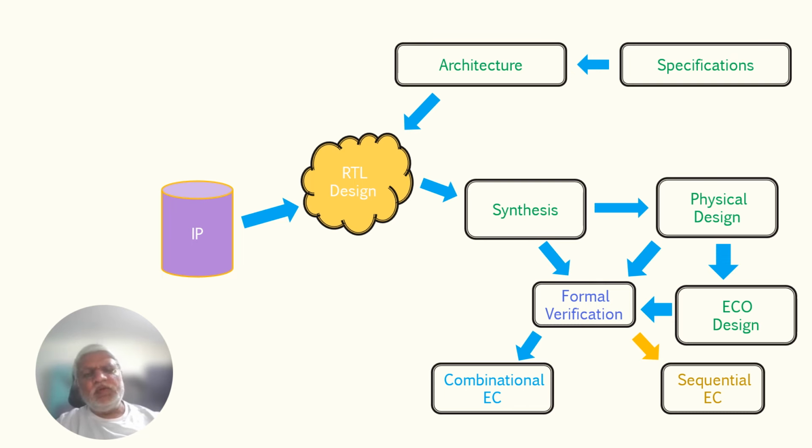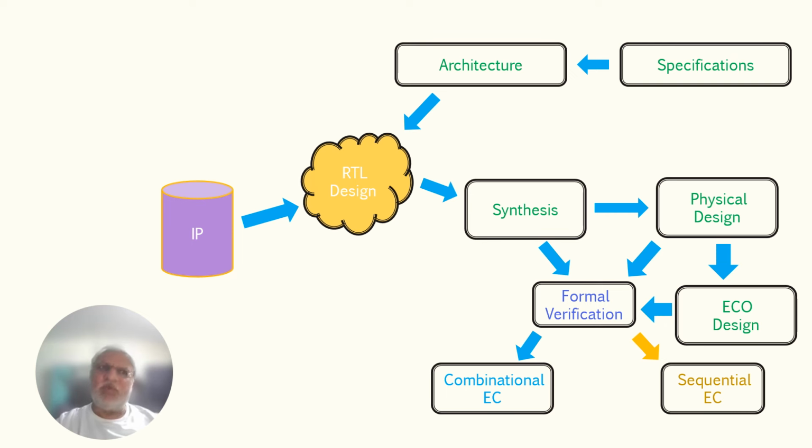We will know more about the formal equivalence checking, which is mainly used to know whether the synthesizable design and the pre-routed netlist are equivalent, or whether the post-routed netlist and the ECO netlist are equivalent. For those kinds of situations, this equivalence checking is more often used. Okay, so here again there are two parts to it: one is combinational equivalence checking and the other is sequential equivalence checking.